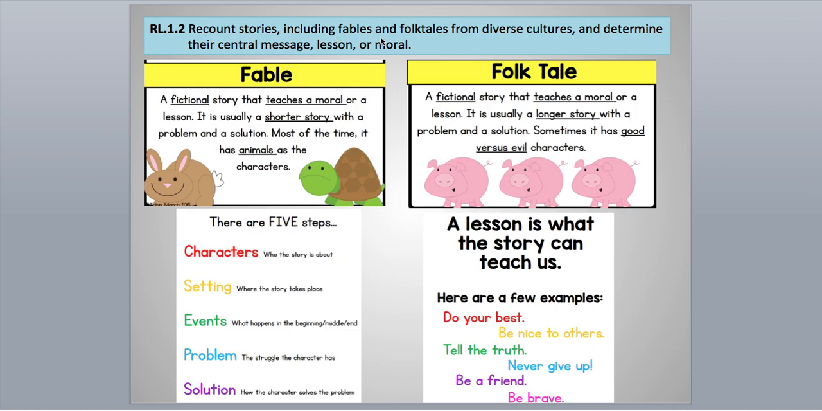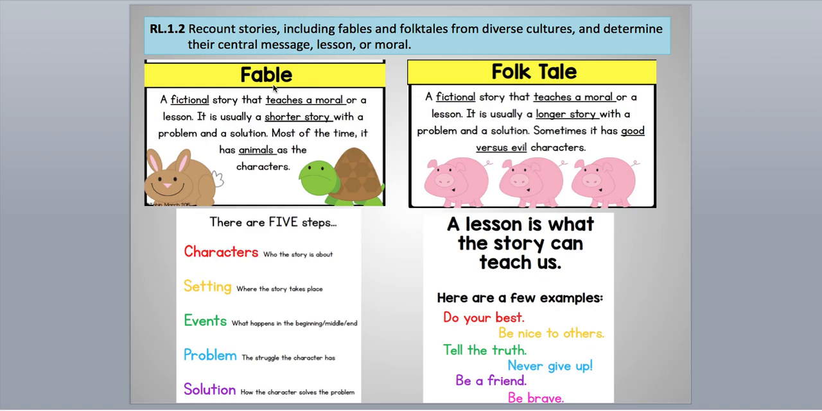So recount is where you're going to be able to retell stories, and I'm going to talk to you about what a fable is and what a folk tale is. And diverse means different places around the world. Different cultures tell stories in different ways. And then I'm also going to talk to you about what a central message is, a lesson, or a moral.